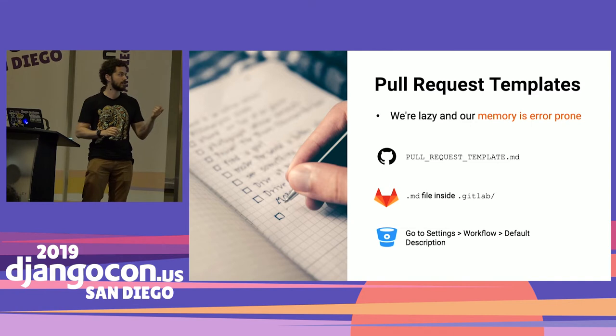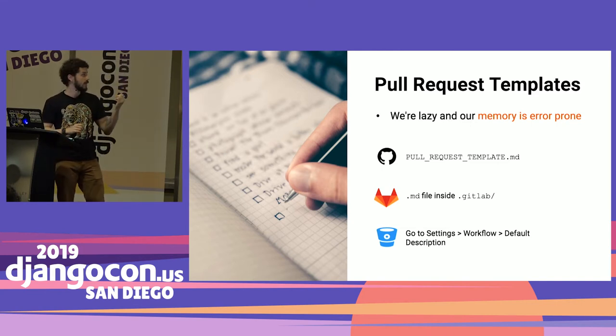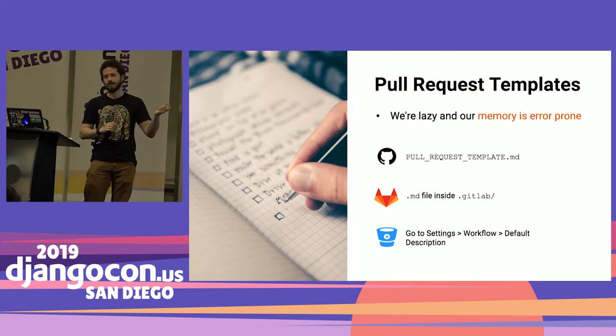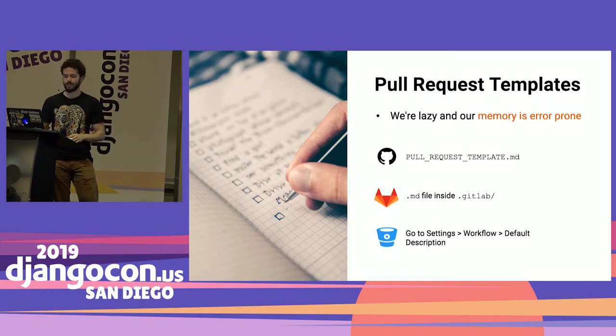On GitHub, you can just create a pull request template markdown file on the root of your project. On GitLab, you just create a markdown file inside the .gitlab folder. And on Bitbucket, you can go into the settings and configure it there.